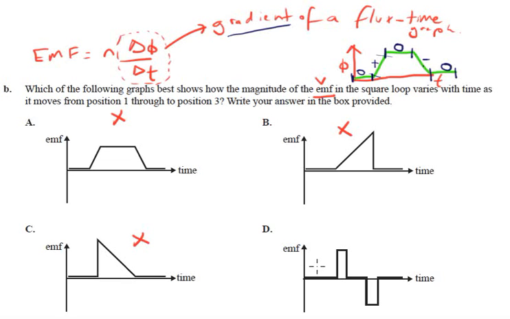We've got a gradient of 0, which equates to a value of 0 for this first section. A positive gradient equates to some positive number here. A gradient of 0 equates to a value of 0. A negative gradient equates to some negative value here. And a gradient of 0 equates to a value of 0 here. So this is our answer for this one. D.